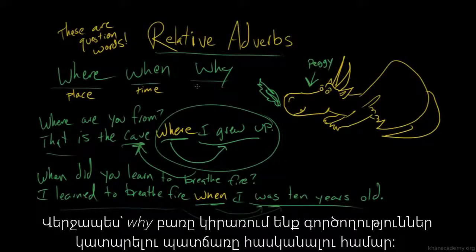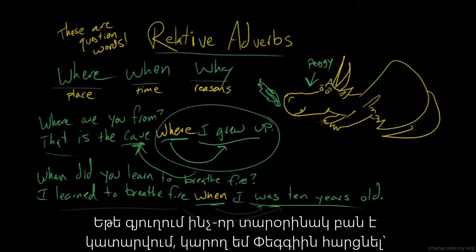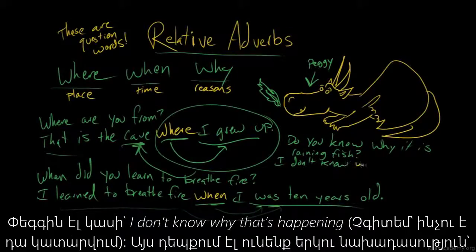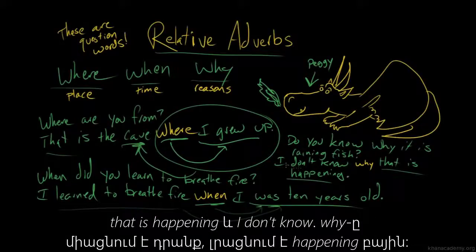Finally, we use the word why to figure out reasons for doing stuff. So if something strange were happening in the countryside and I asked Peggy, oh mighty dragon, do you know why it is raining fish? Peggy could say, I don't know why that's happening. So again, we've got these two clauses, that is happening and I don't know, and why connects and relates them. And why is modifying is happening here.